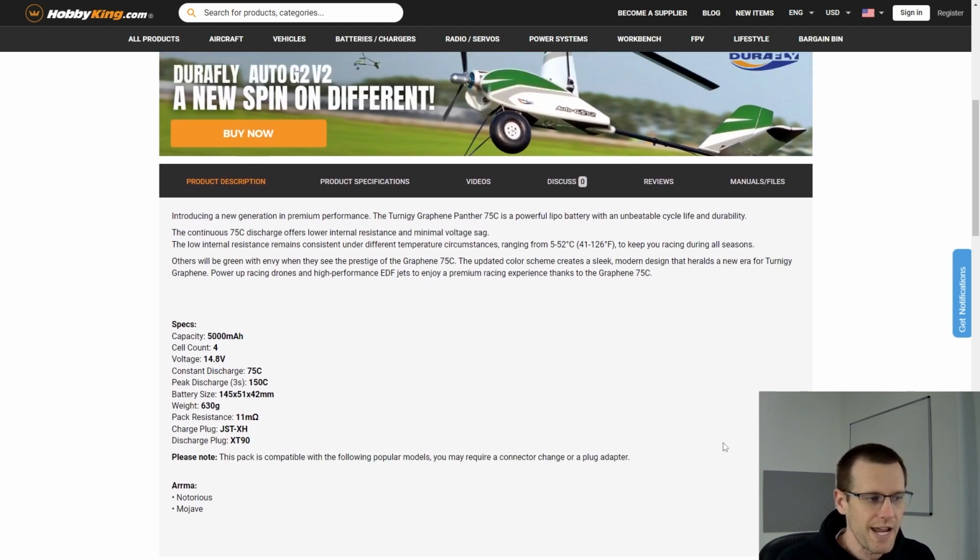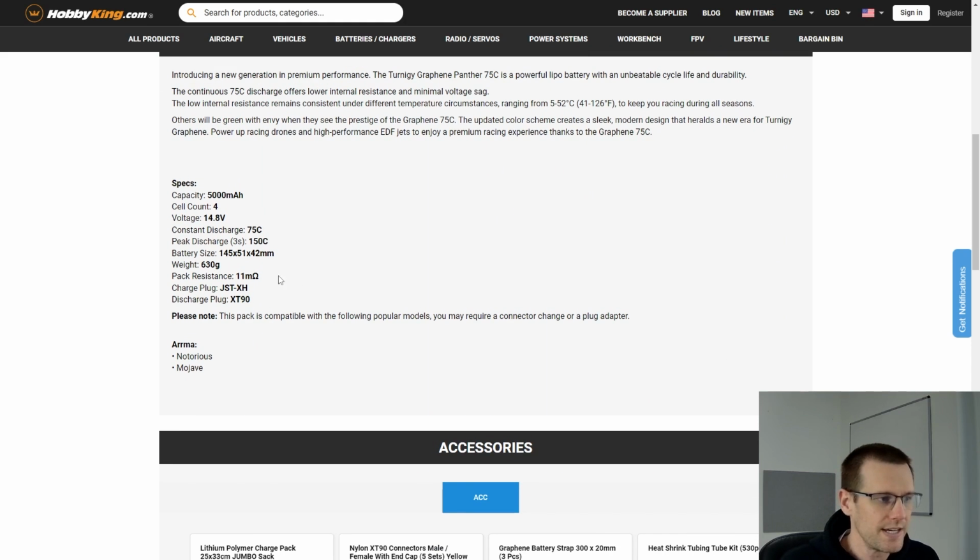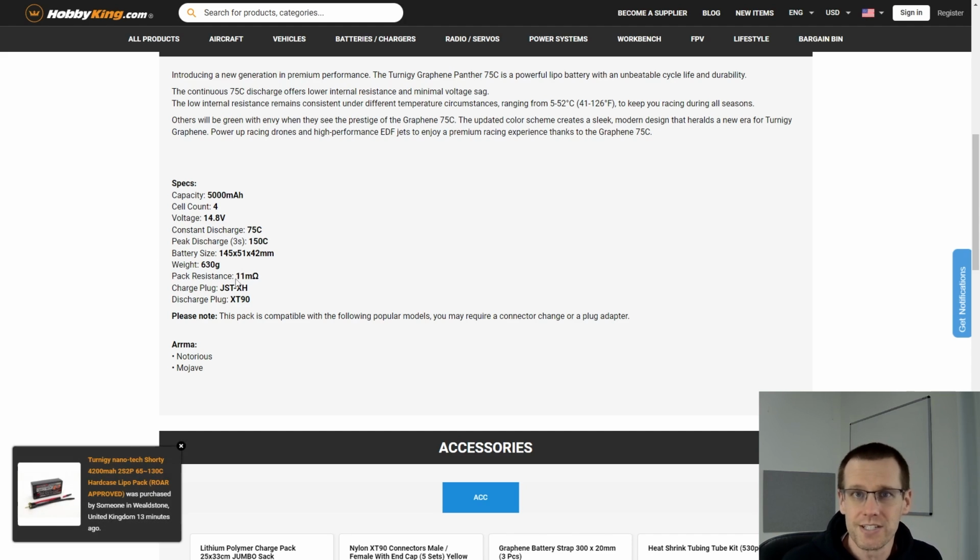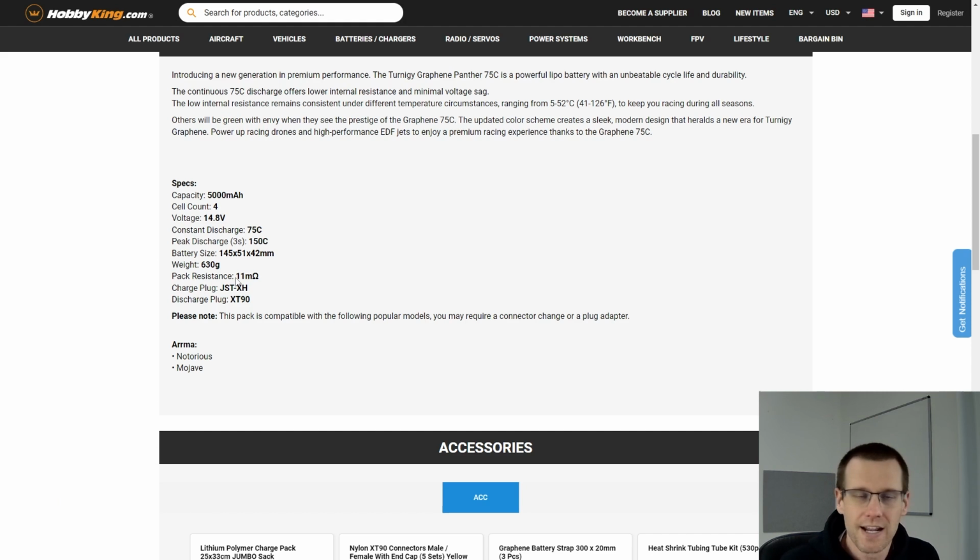So as we scroll down through this page, we can see a couple specifications that are important for us: the size, the weight of the battery, as well as the size that we mentioned. And what is very unique here on this specific battery is the pack resistance. This is not something I've ever really seen before from a battery manufacturer. And if we take a look at it, 11 milliohms for a 4-cell battery is actually terrible.